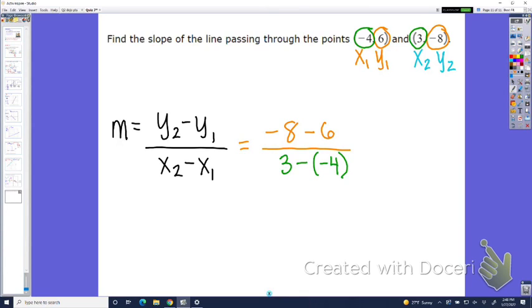And you really have to be careful on the signs here. So on the top, negative 8 minus 6 is negative 14. On the bottom, these two negative signs will make one big plus sign, so it's like 3 plus 4, which is 7. And this divides out to negative 2.